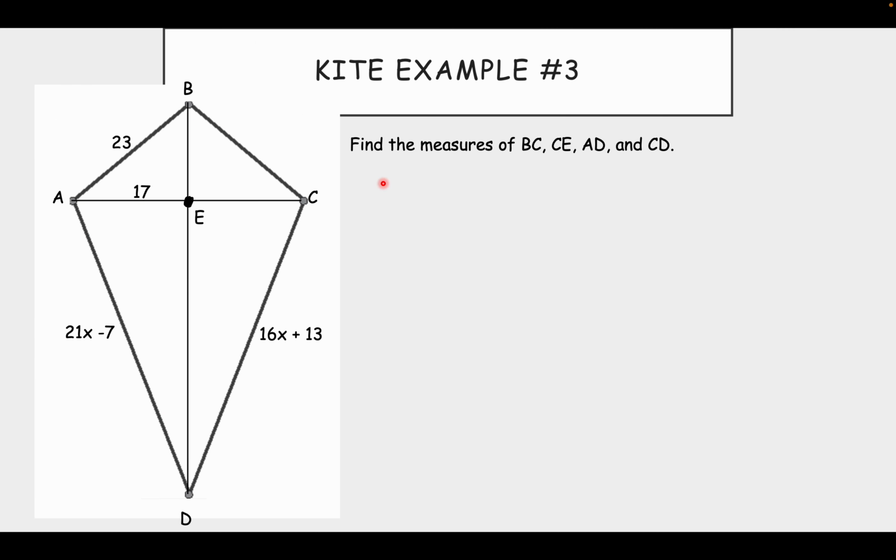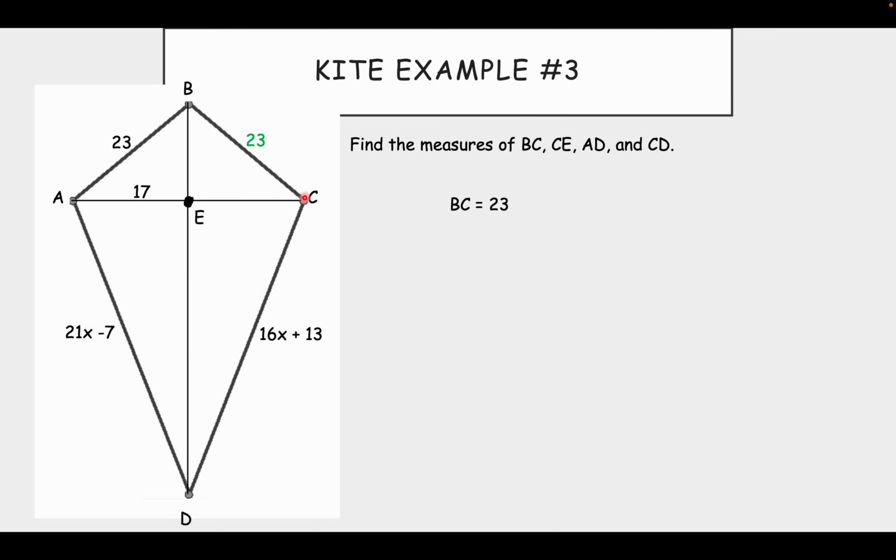Last example. Find the measures of BC, CE, AD, and CD. So we're finding some side lengths. If you recall, BC is going to equal 23 because these two sides are equal. If AB is 23, BC equals 23.